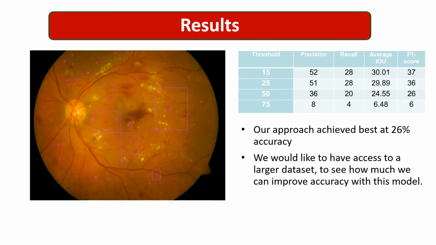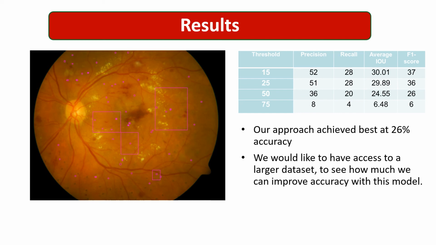After finishing training the model, I used the testing set to evaluate the model accuracy. The picture is the result from the model. In the picture, we can see the purple rectangle and purple dot. They are the MA sizes that the model detected and labeled. However, our approach only achieved 26% accuracy at best.